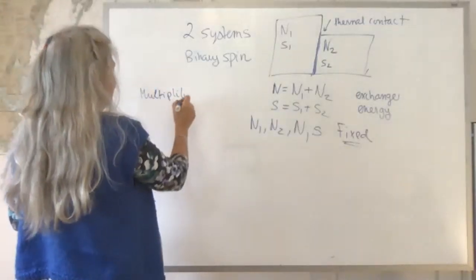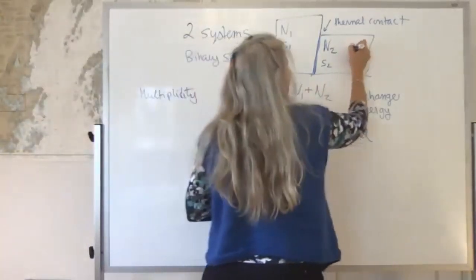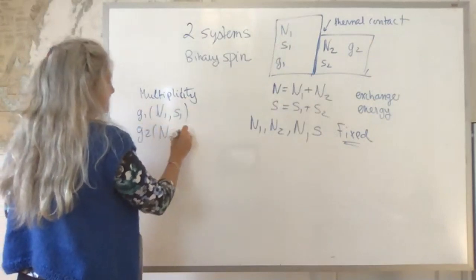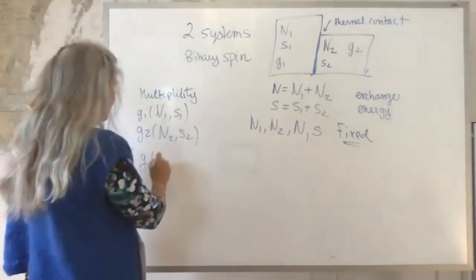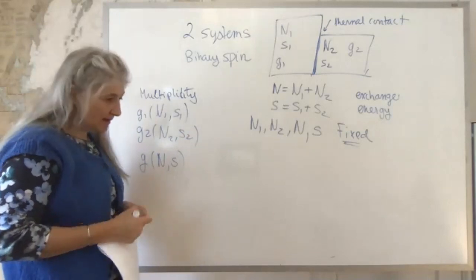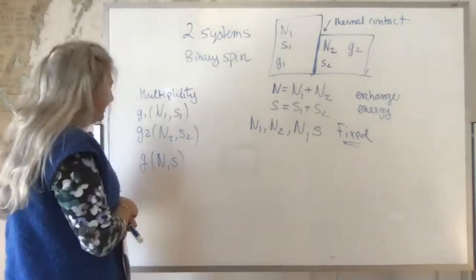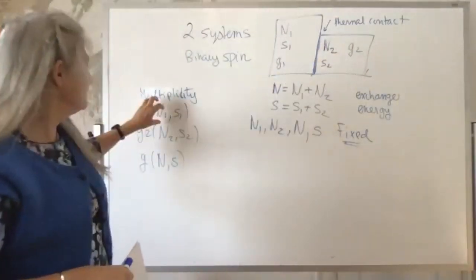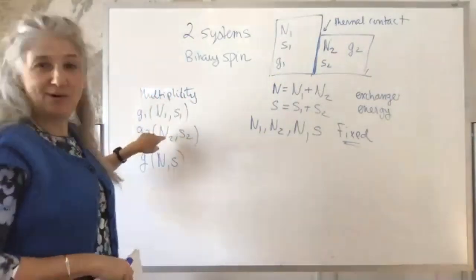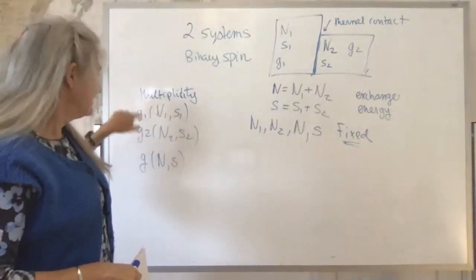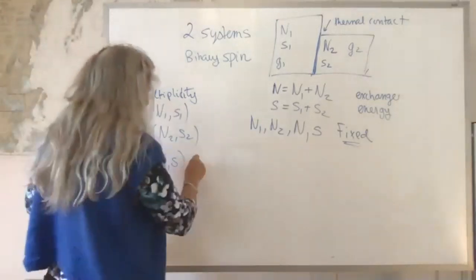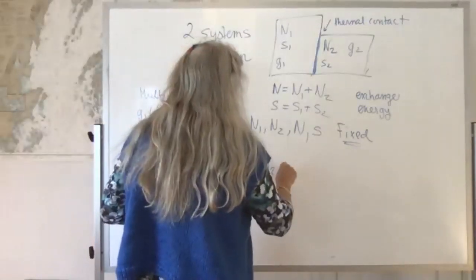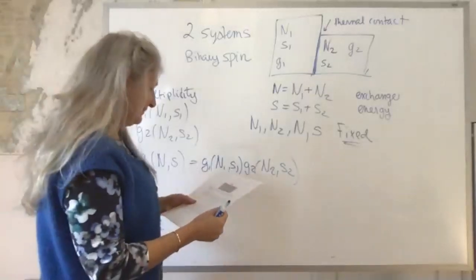Multiplicity. So we can have a G1 and a G2. Those are the multiplicities: G1 of N1, S1 and G2 of N2, S2. And we could also have a full multiplicity function, N of S, if we think about it as a combined system. If I specify that I have S1 in this subsystem and S2 in this subsystem, this is the multiplicity of states of this one. For each of these, I could have any of those, and so the total multiplicity is just the product of these. Given S1 and S2, this is true. So that's the total multiplicity of the system.